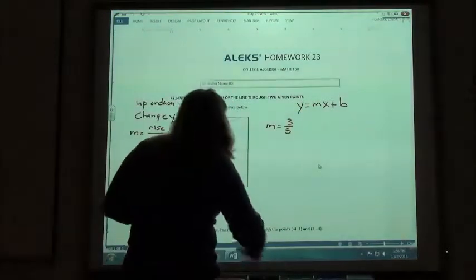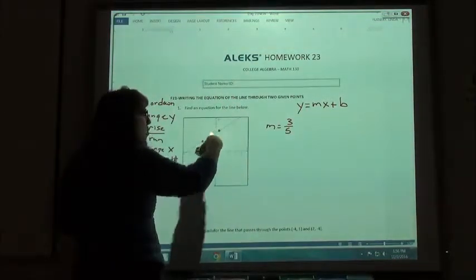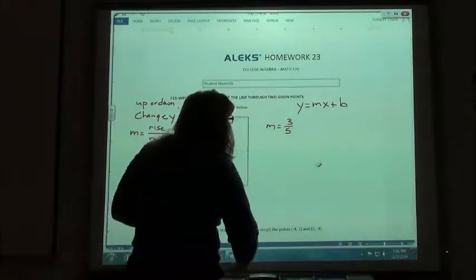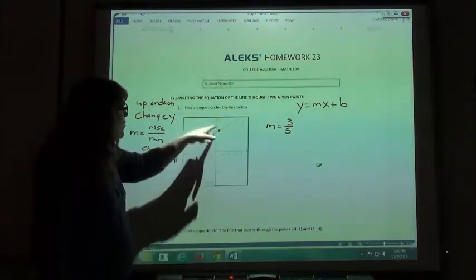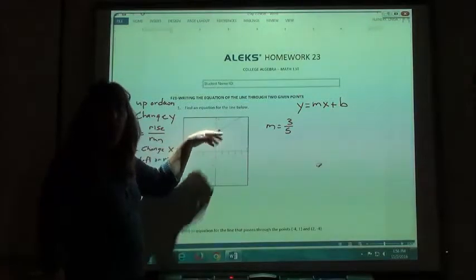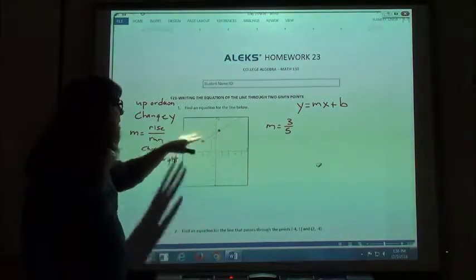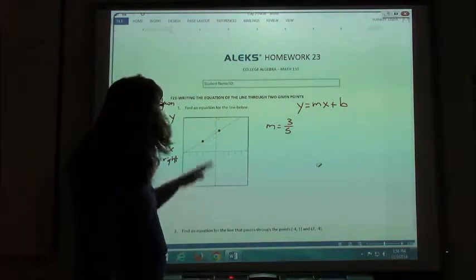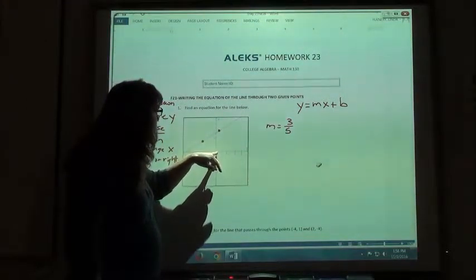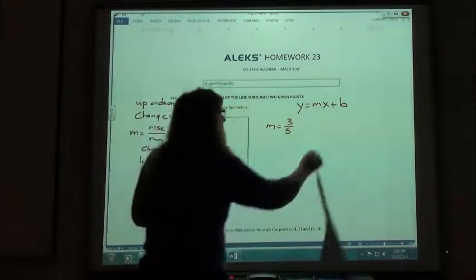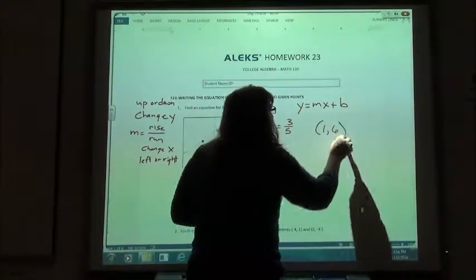So I'm going to then use my slope and one of those 2 points in order to write the equation of the line. So it doesn't matter which one you use. I usually like to use the one in quadrant 1 since my numbers are both positive, but it really doesn't matter, I could use this other point too. I'm just going to use this one here at 1, 6. So it goes through the point 1, 6.